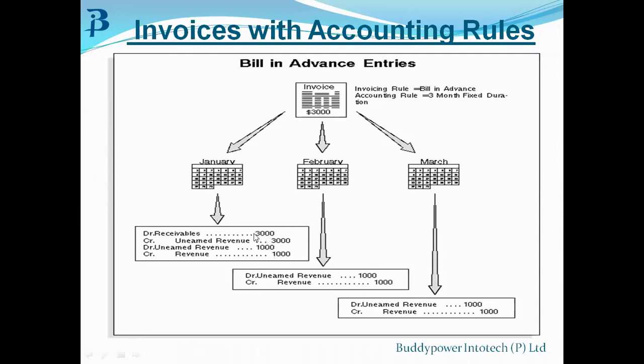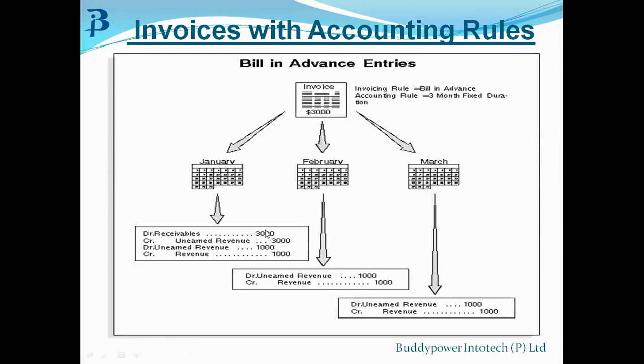So now the whole remaining 2,000 is there, right? That will again get reversed in February and March. Same way in February, when the invoice is raised, it gets cleared. The entry is unearned revenue as an entry. We have to reverse it, right?